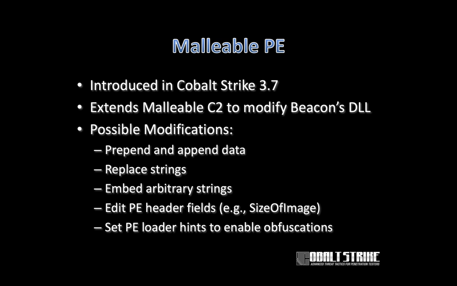To push back on memory detection strategies, Cobalt Strike has Malleable PE. This was introduced in Cobalt Strike 3.7, and it extends Malleable C2 to modify Beacon's DLL. Things you can do with Malleable PE include binary padding. You can prepend and append data to your Beacon DLL in memory. You can replace strings. You can embed arbitrary strings if you want to create breadcrumbs for an analyst to follow. You can edit certain PE header fields. And you can set hints in the PE loader to enable different obfuscations.